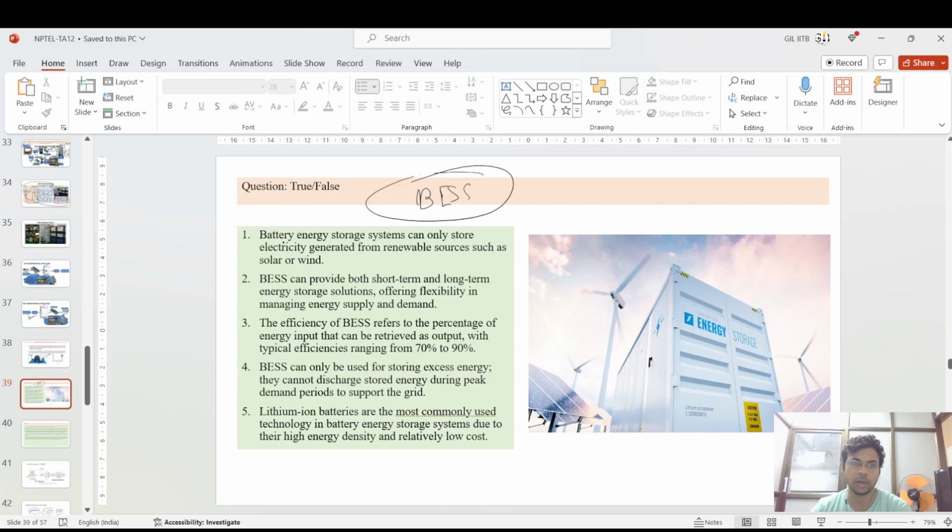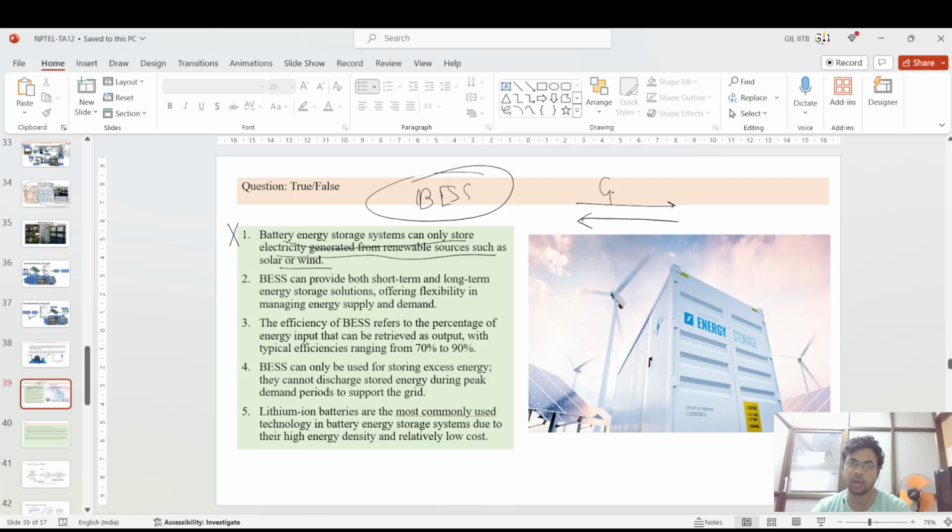Okay, let me explain a few things here. The first statement says that a battery energy storage system can only store electricity generated from a renewable source such as solar or wind. Actually, that is false because it can store from any source. Suppose the generation of wind and PV is not that much, it can take power from the grid itself to maintain the DC link voltage and charge the battery. So the first statement is false.